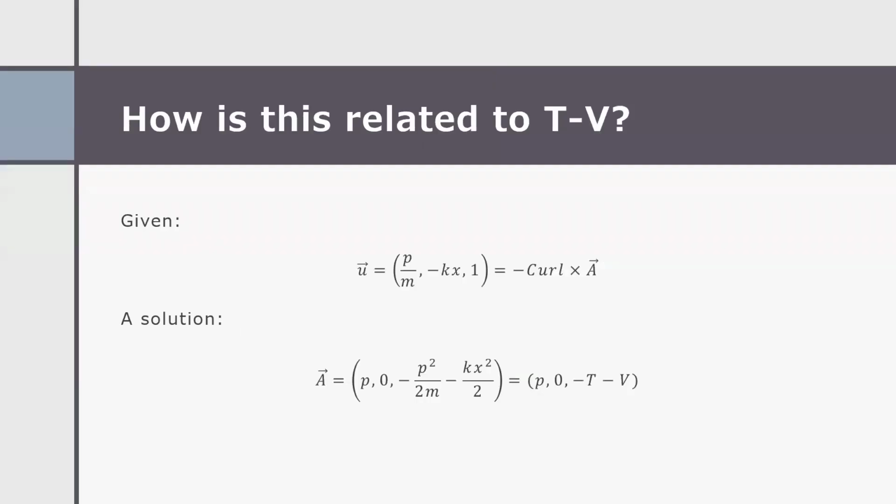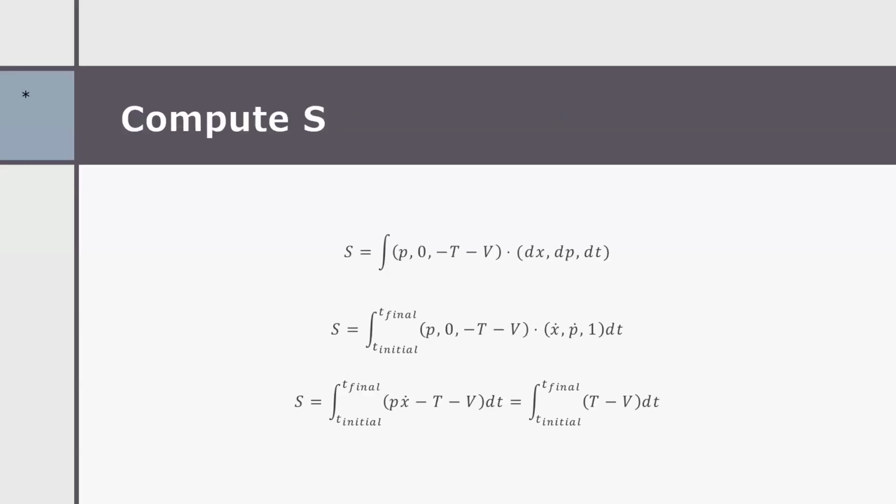See how that happens. Well, again, I've claimed that U is equal to p over m, minus kx, and 1, and that is equal to the negative curl of some other vector A. I'm going to claim that a solution to that is p, comma 0, comma the total energy. So that's an expression for the total energy there, p squared over 2m minus kx squared over 2, the total kinetic and the total potential energy, right? And you say, well, Allan, where did you come up with that? The idea is gauge, okay? You can fix the gauge any old way you want. Now, what's the gauge got to do with this? Well, let's just work it through.